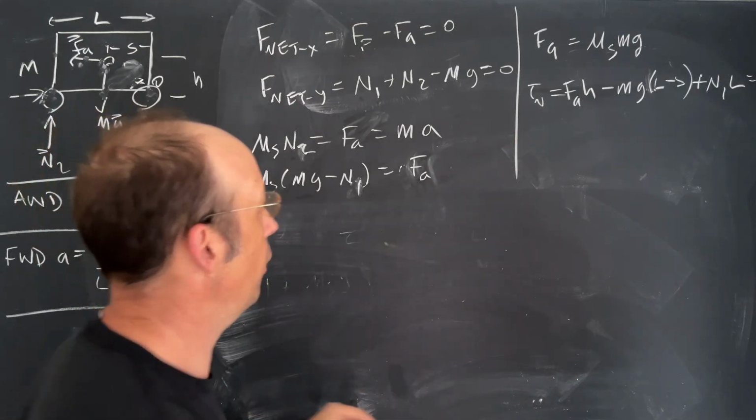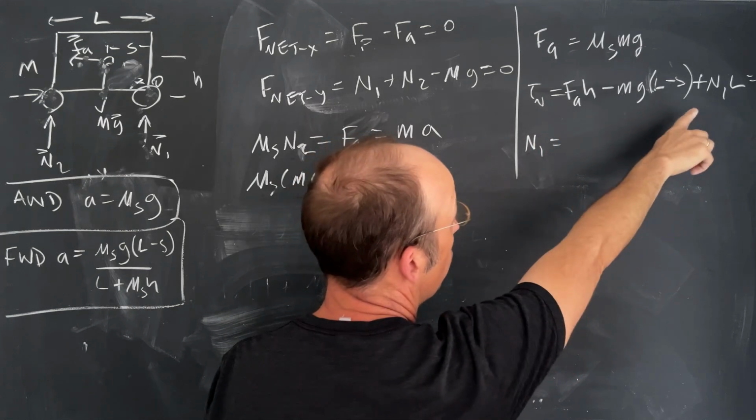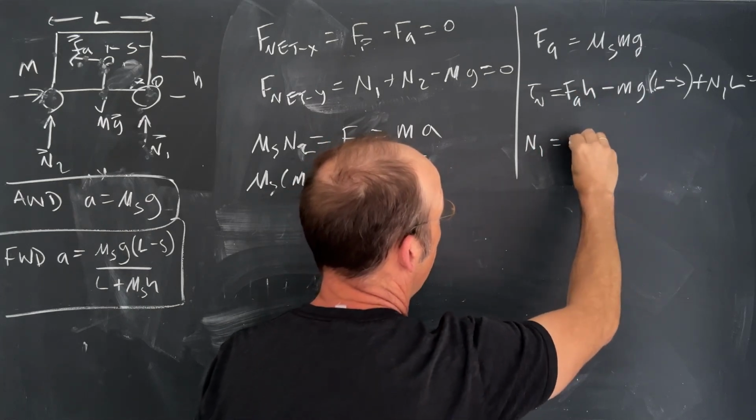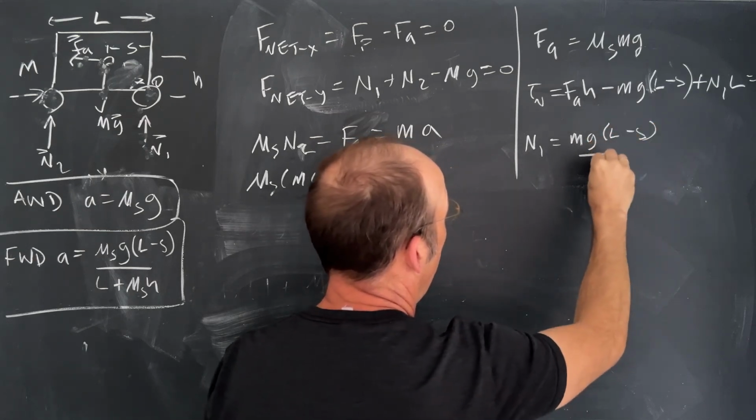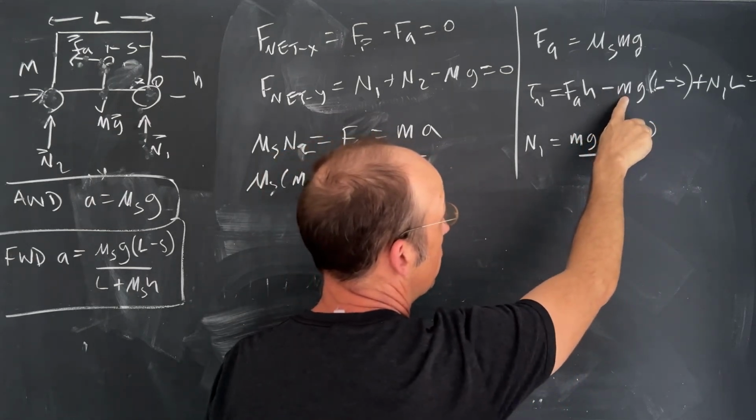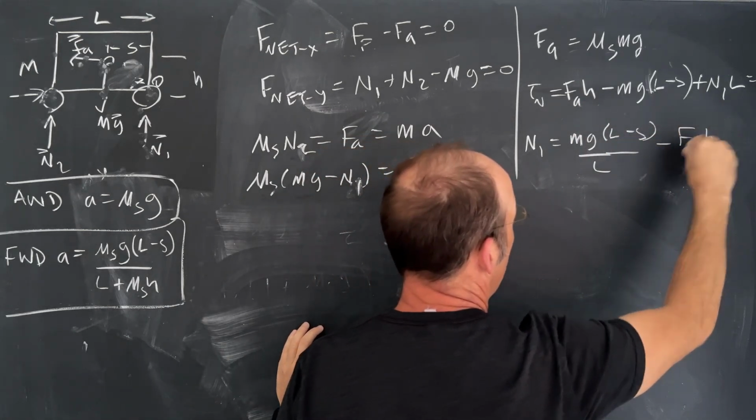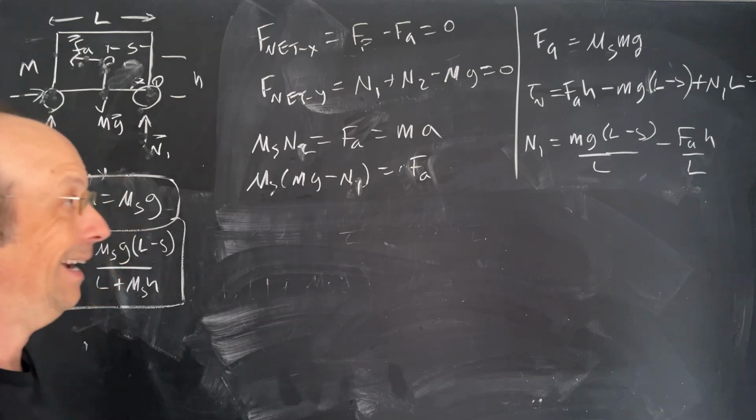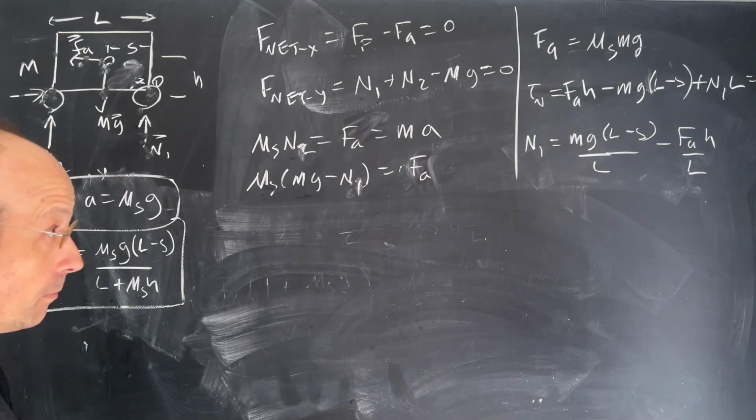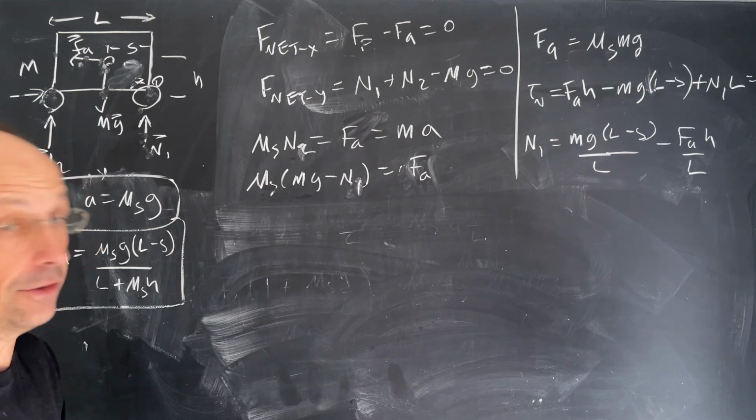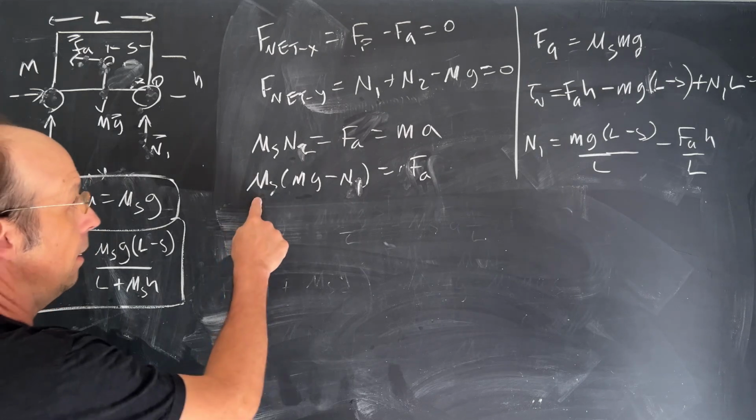So let's solve this for N1. I get N1 is going to be equal to, I have to add that to the other side, so I have mg times L minus S over L. I added that to both sides. I subtract that from both sides. Minus FA H over L. I think that's right. I made a mistake here before and it made me mad. So let's just keep going. I have the answer because I worked it out beforehand. So if I make a mistake, I make a mistake.